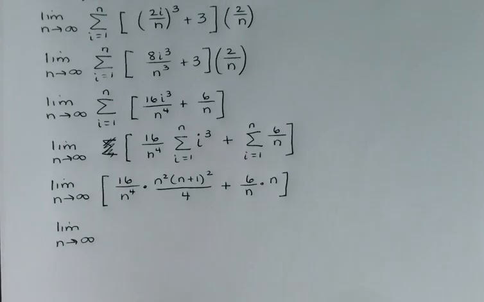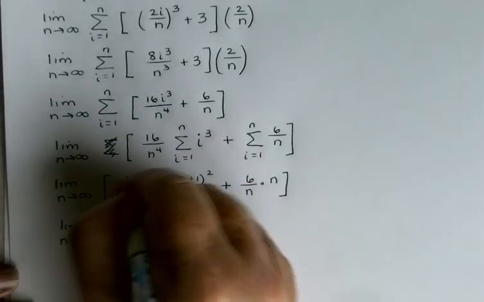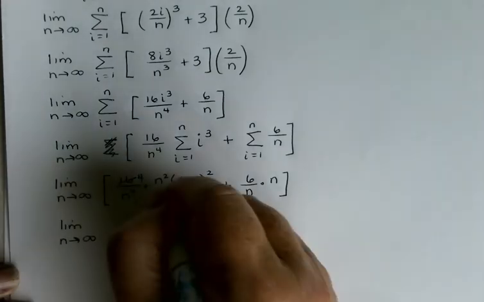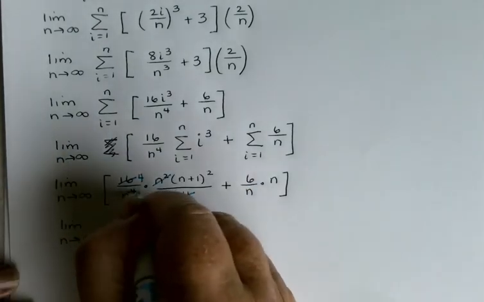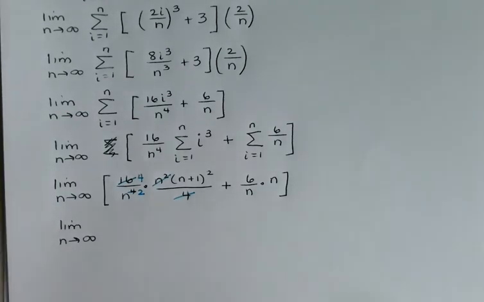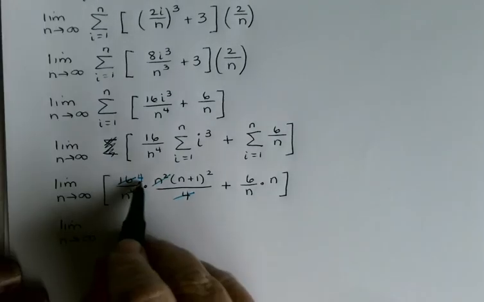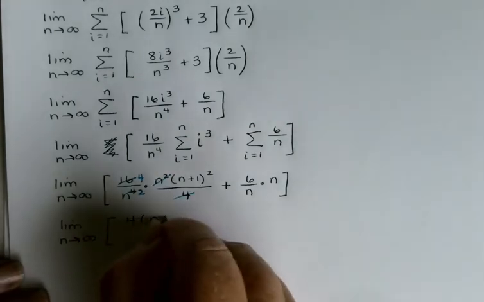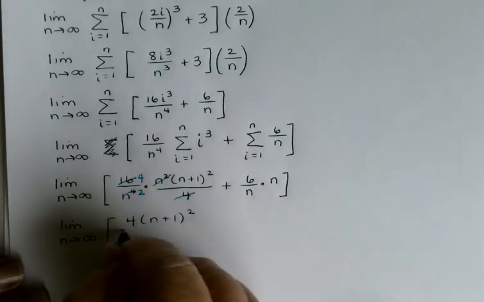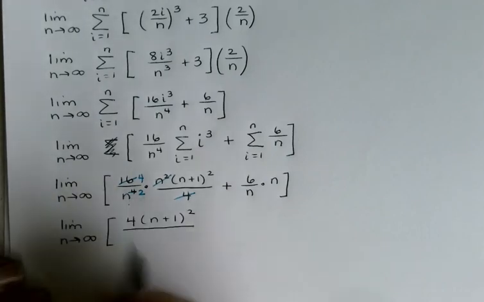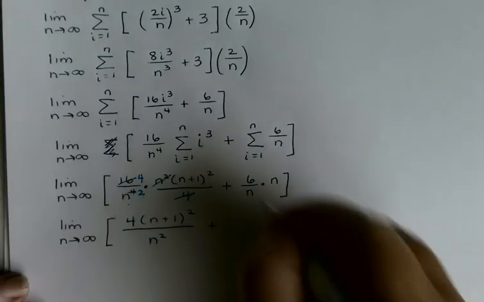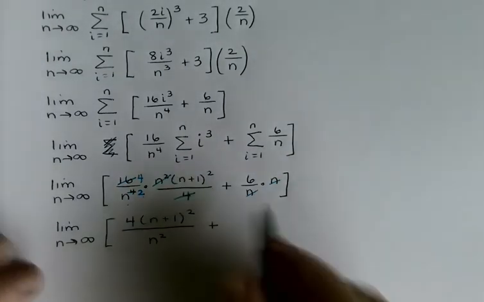So a little more algebra here. 4 goes into 16 4 times. And I can get rid of n squared, top and bottom here. So that's going to make that an n squared. So this turns into 4 times n plus 1 squared over n squared plus 6.